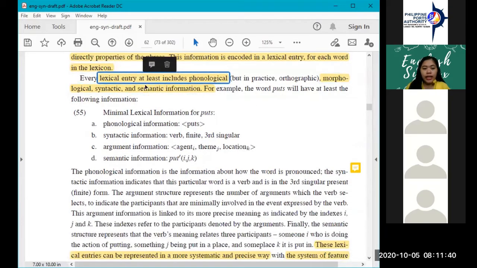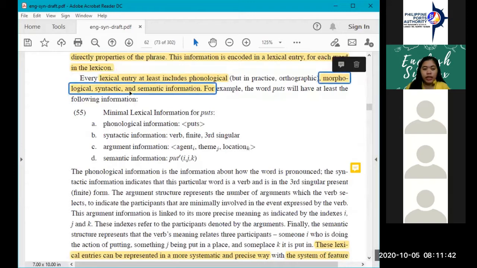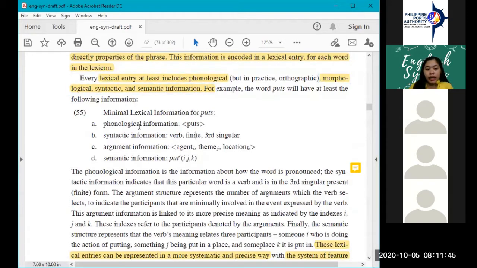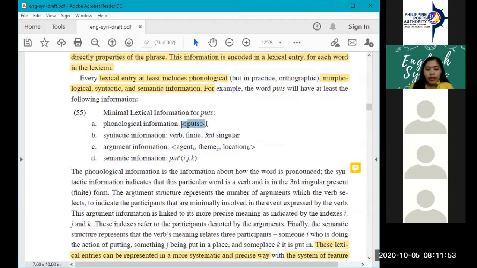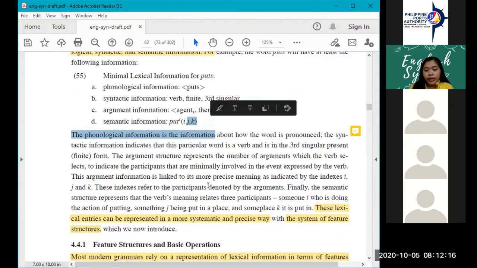So a lexical entry at least includes phonological, morphological, syntactic, and semantic information, like this one right here. These are the minimal lexical information for the verb puts. So we can put here, it's a verb, it's finite, it's in third singular form. As argument information, it has an agent, a theme, and a location. We just have to copy that the agent is with the letter I, the theme is letter J, and the location is letter K.